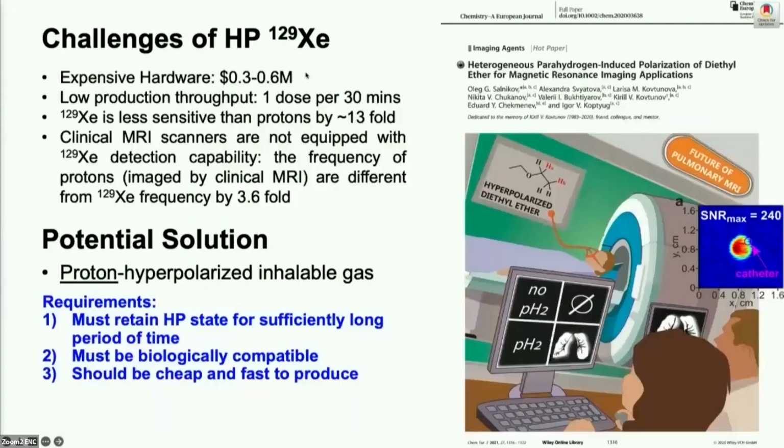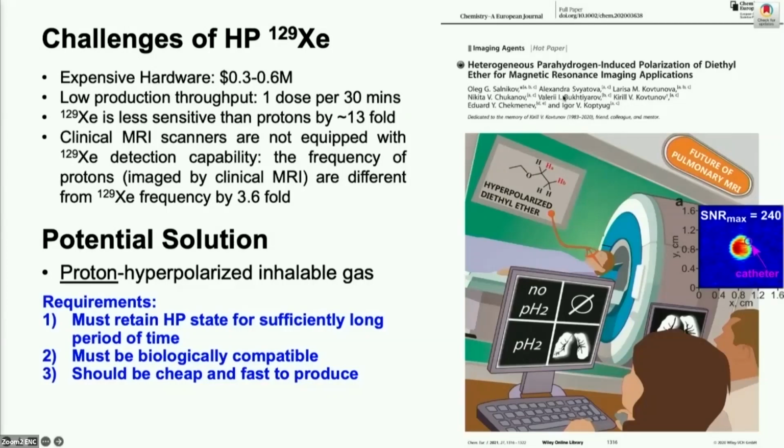But there are substantial challenges with hyperpolarized xenon. The hardware is quite expensive. It costs on the order of $500,000. Xenon production by hyperpolarization has low throughput, on the order of 1 dose per 30 minutes. Potentially it can be done faster, but this is kind of the ball game. Xenon is far less sensitive than protons from the perspective of detection, and clinical MRI scanners like the ones we have in the hospitals are not exactly equipped for xenon. So one solution that we envision is to use proton hyperpolarized gases as the means of carrying polarization, giving it to a human subject, and then doing the imaging.